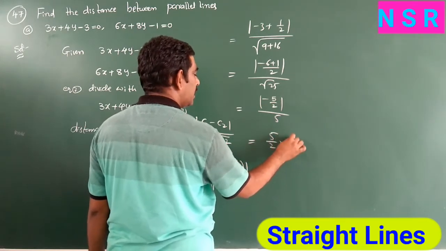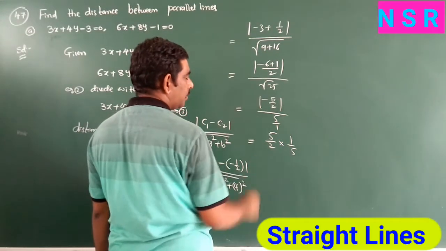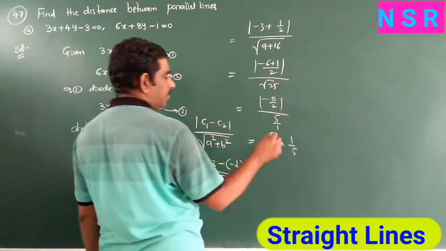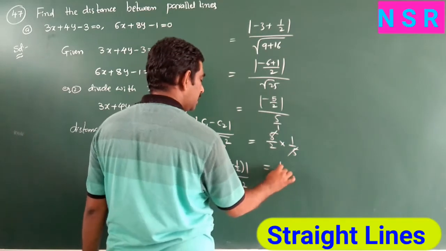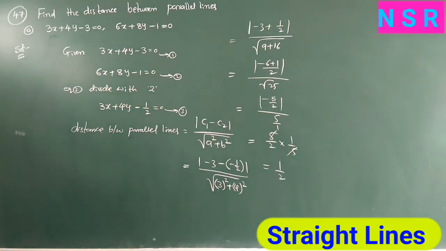So 5 we can write as 5 by 1. Moving it to the denominator, it becomes 1 by 5. So the 5 gets cancelled, and it is equal to 1 by 2. So the distance between the given parallel lines is 1 by 2.